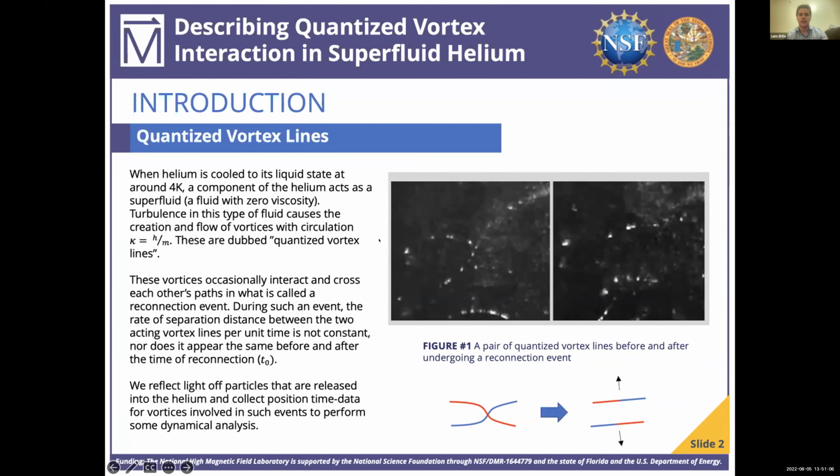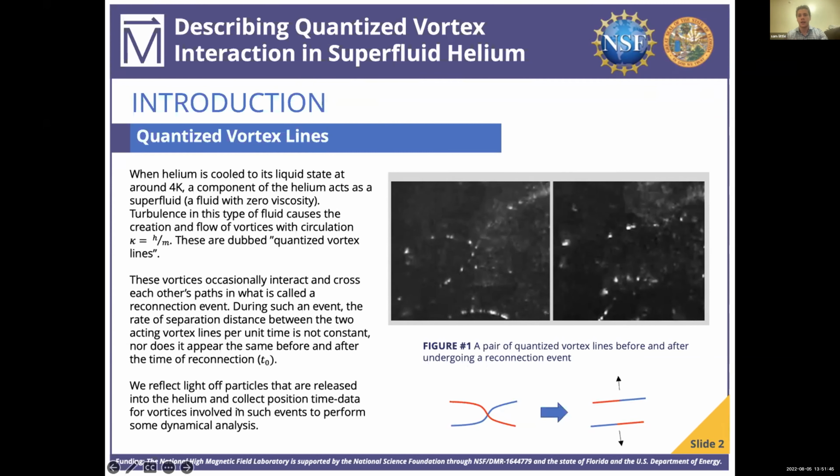And occasionally, these lines will interact and cross each other's paths in what's called a reconnection event. So here's a little picture of them. During an event, the rate of separation distance between the two vortex lines per unit time is not constant. Essentially, they cross over each other, split, and then they kind of jump away from each other. And then that distance becomes greater and greater, but the rate at which it moves becomes slower and slower.